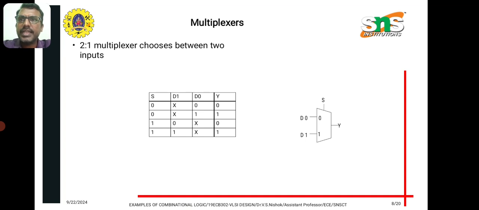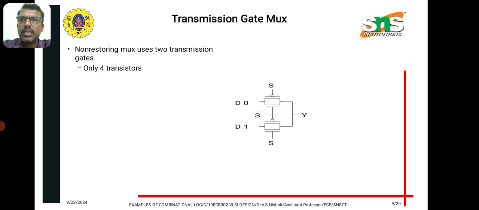With the help of transmission gates, we are going to design the 2:1 multiplexer. Here the control line is represented as the S variable, and D0 and D1 are the two input variables for the multiplexer. The output based on the control line is given as Y. Here we are using two transmission gates to represent the 2:1 multiplexer.